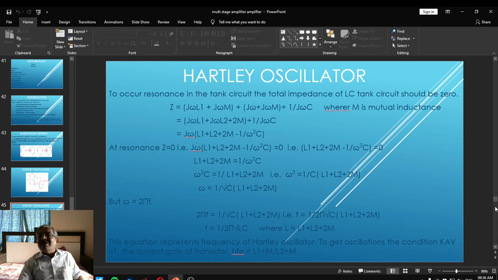Thus, at resonance, that is, for resonance to occur in the tank circuit, the total impedance of the LC tank circuit should become equal to 0. This means that when the impedance of inductance L1, j omega L1, the impedance of inductance L2, j omega L2, and the impedance of the capacitor, that is 1 upon j omega C, become exactly equal, then the net impedance becomes equal to 0.